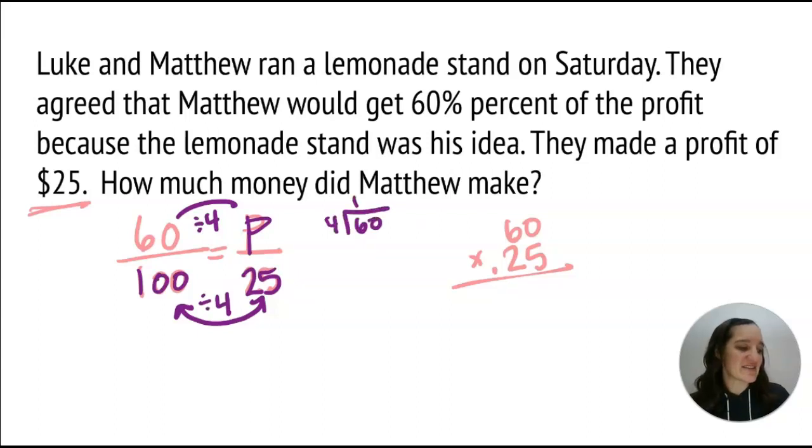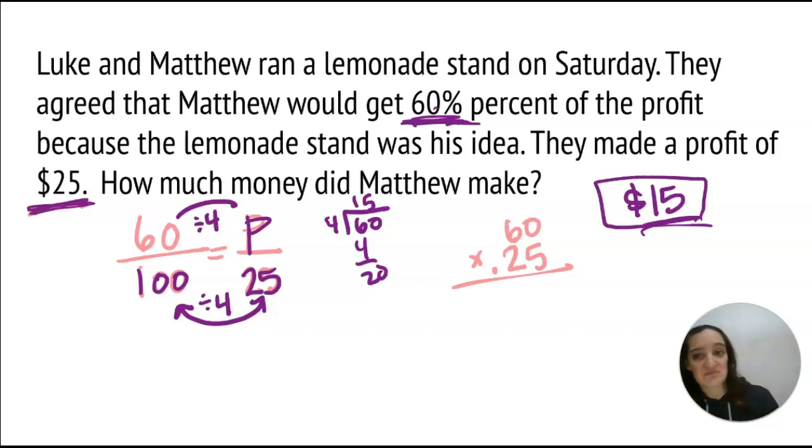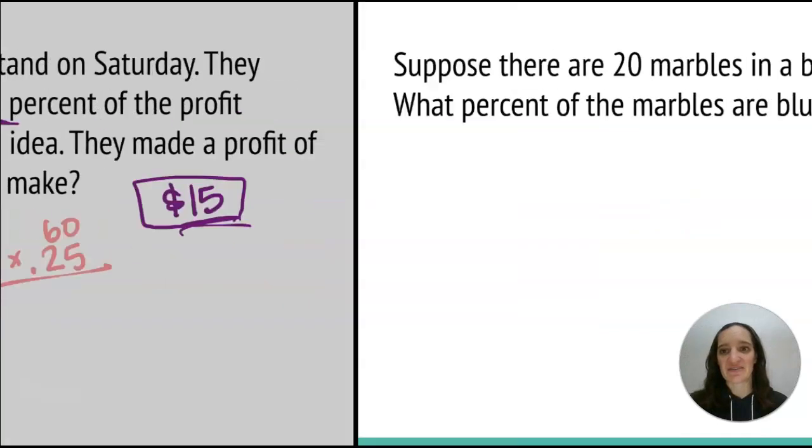4 into 60 is 15. So I believe that Matthew made $15. That makes sense. Is that 60% of 25? Yeah, that makes sense to me because it's got to be more than half. Because 60% is more than 50%, and 15 is more than half of the total of 25. So I believe that Matthew made $15 and Luke would have made $10.